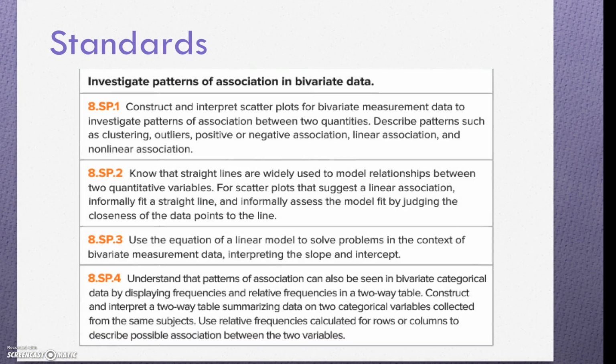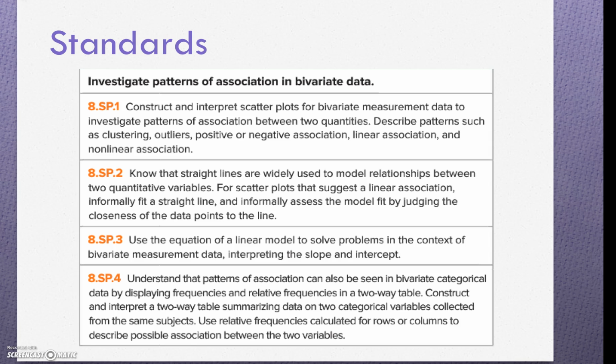In this lesson video, we're going to construct and interpret scatter plots for bivariate measurements data to investigate patterns of association between two quantities, describe patterns such as clusters, outliers, positive or negative associations, linear associations, and nonlinear associations.